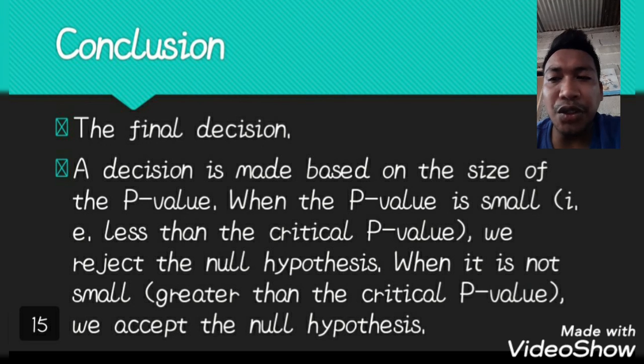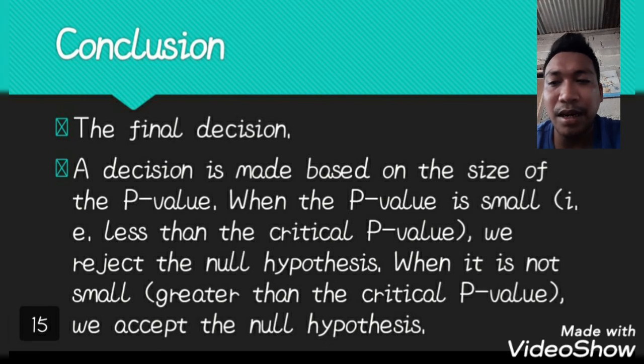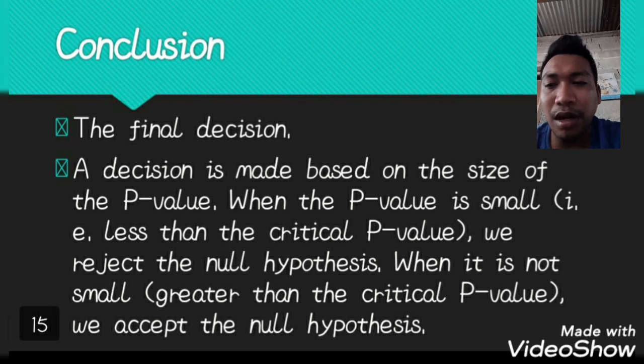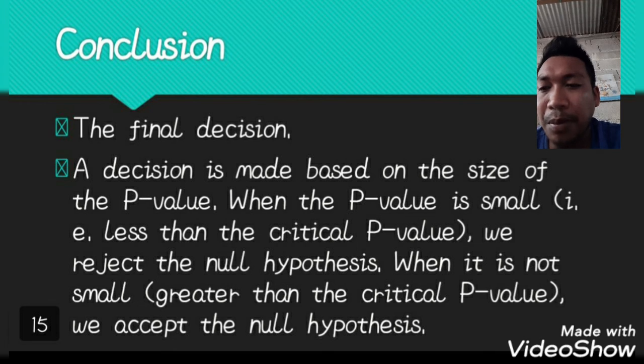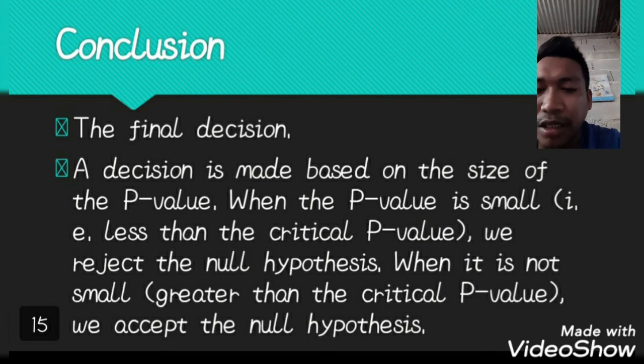Next is the conclusion, the final decision. A decision is made based on the size of the p-value. When the p-value is small, that is, less than the critical p-value, we reject the null hypothesis. When it is not small, greater than the critical p-value, we accept the null hypothesis.